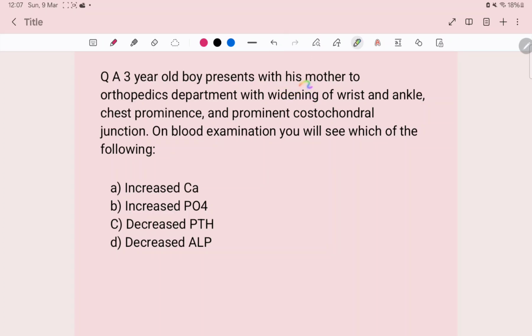First let's start with highlighting the keywords. Widening of wrist and ankle, this is a giveaway for the question. Chest prominence, prominent costochondral junction. So all this is telling you about rickets. Rickets is a counterpart of osteomalacia. Osteomalacia occurs in adults and rickets occurs in children between 6 months to 3 years of age.